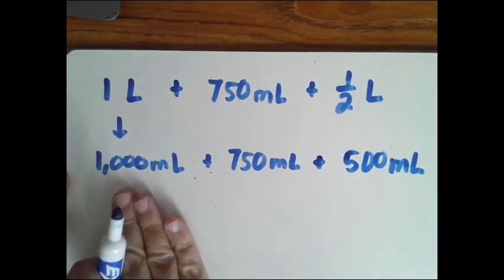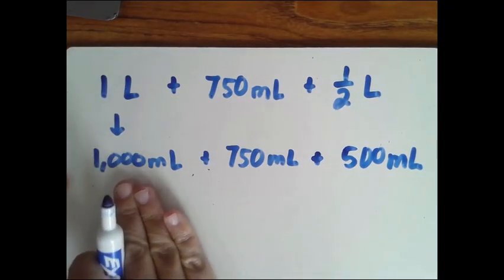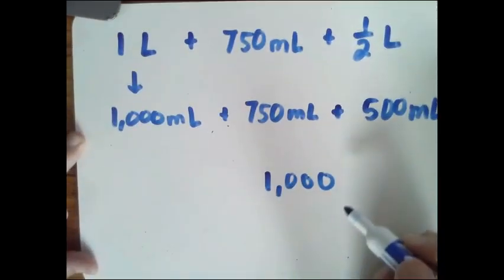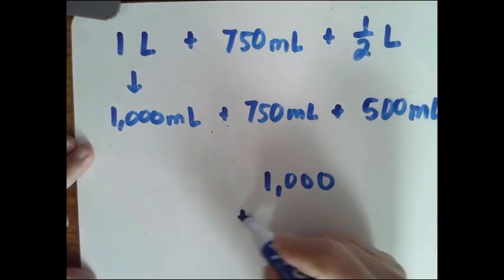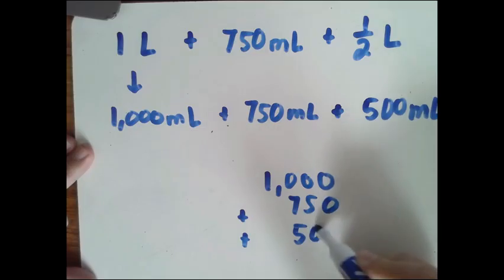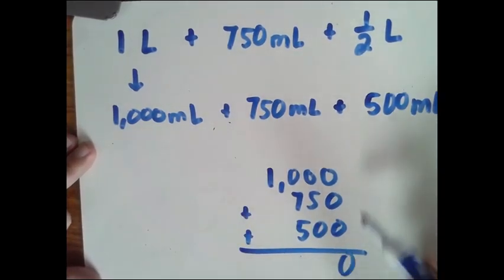Okay. So now what we need to do to figure out what the punch is, we've got to just add all 3 of these numbers. So I'm going to stack those. 1,000 plus 750 plus 500. All right. So I'm just going to add these.